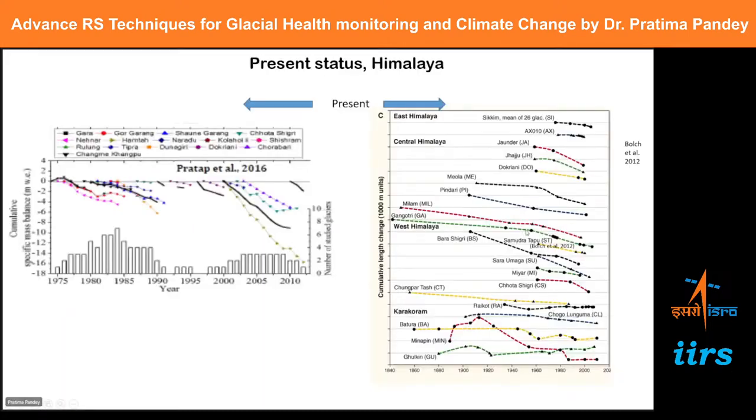So this is the situation for Himalaya from various studies. Many studies have compiled the status of glaciers from various sectors of Himalaya, say East Himalaya, Central Himalaya, Western Himalaya and Karakoram Himalaya. Except for Karakoram, most of the glaciers in East, Central and Western Himalaya are retreating. This again shows the same thing, that the mass balance of the glaciers is negative, and in response to the negative mass balance, the glaciers are retreating.